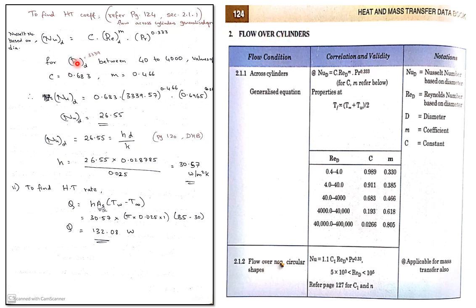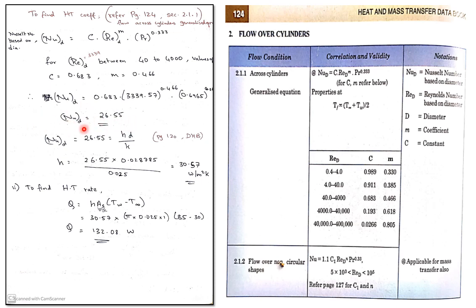Now the Reynolds number, we know that the value is 3339, which lies between 40 and 4000. From here you need to find the value of C, which is a constant, and m is the coefficient of flow. Hence we take the value of C as 0.683 and m as 0.466. Once you get these two values, the Reynolds number we found in the previous step, and the Prandtl number we got from the data handbook, that is properties of air, if we substitute the values, you will get the Nusselt number as 26.55.